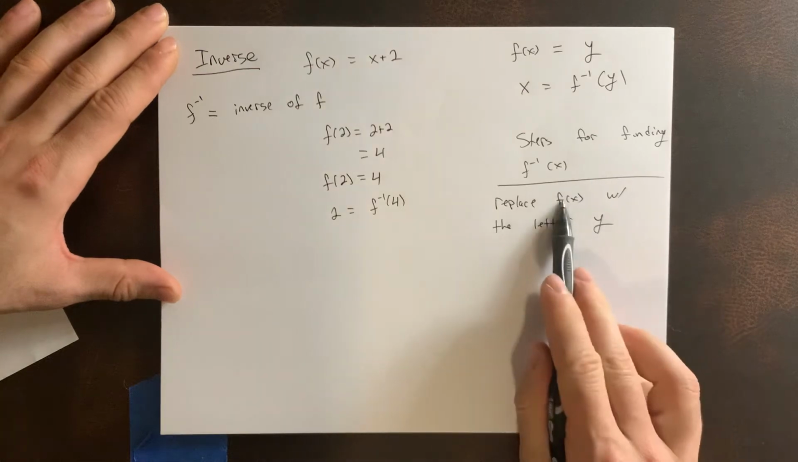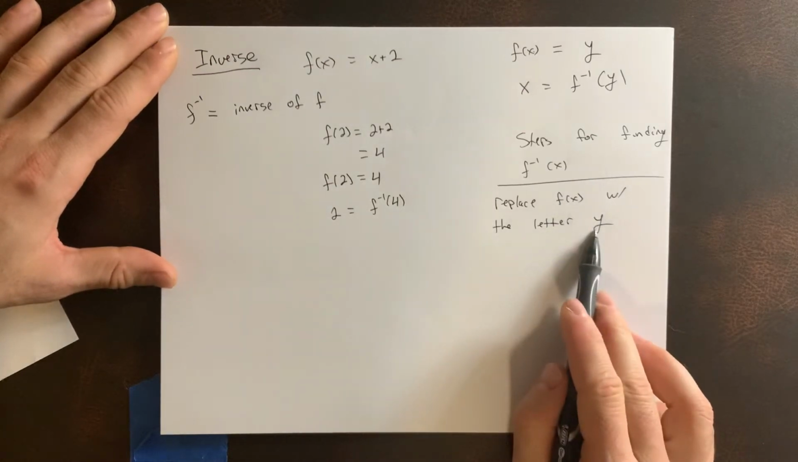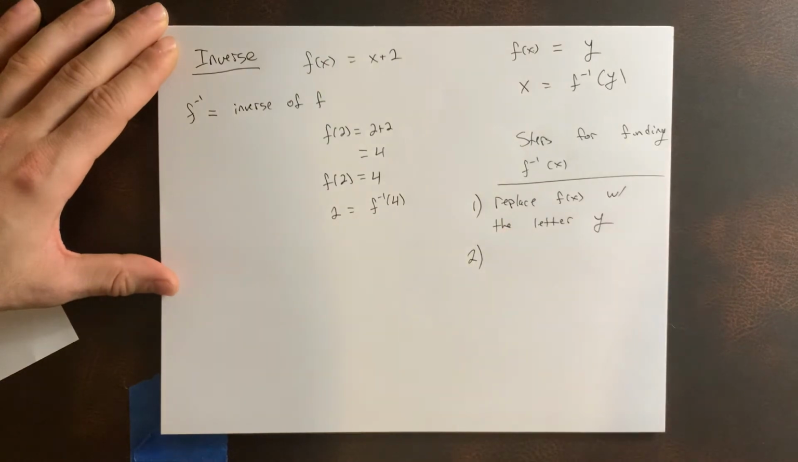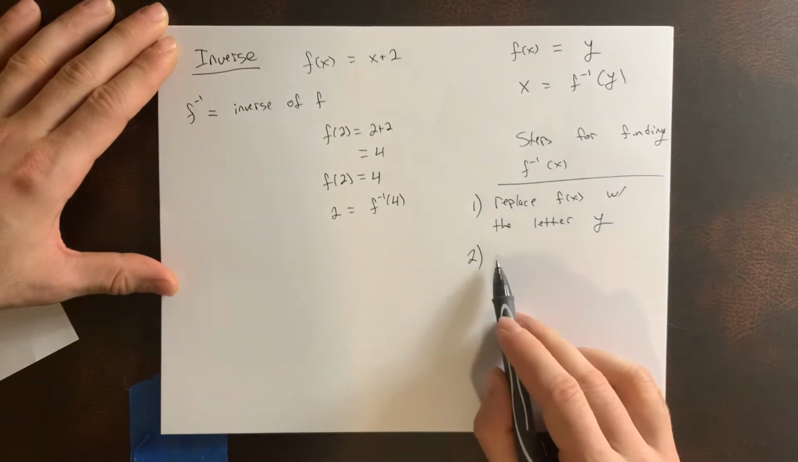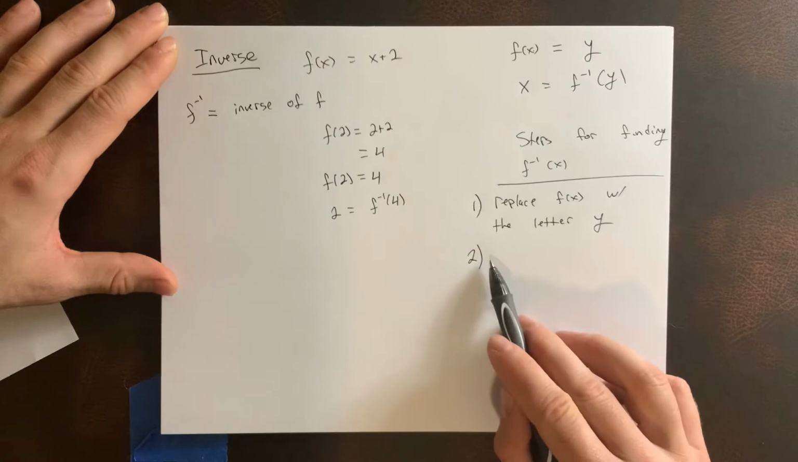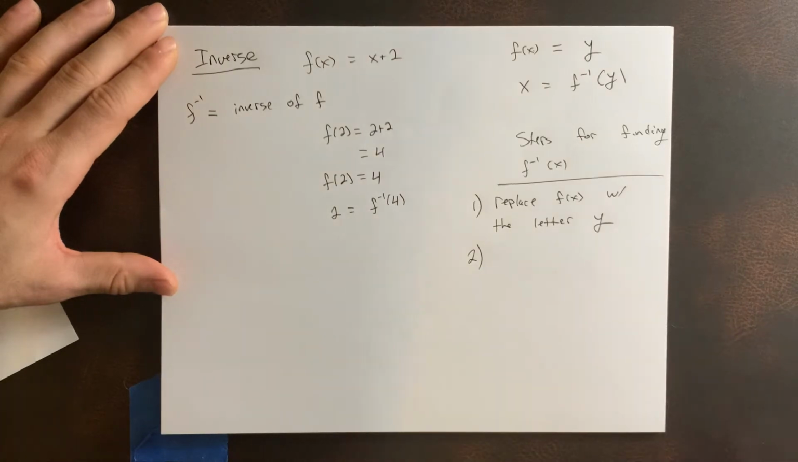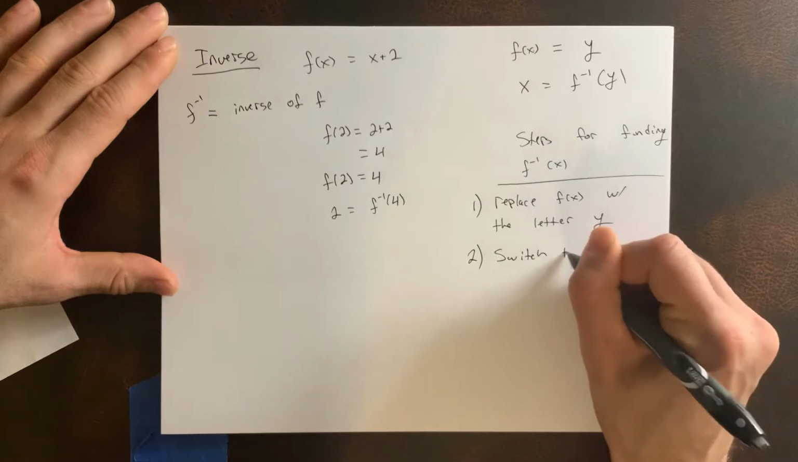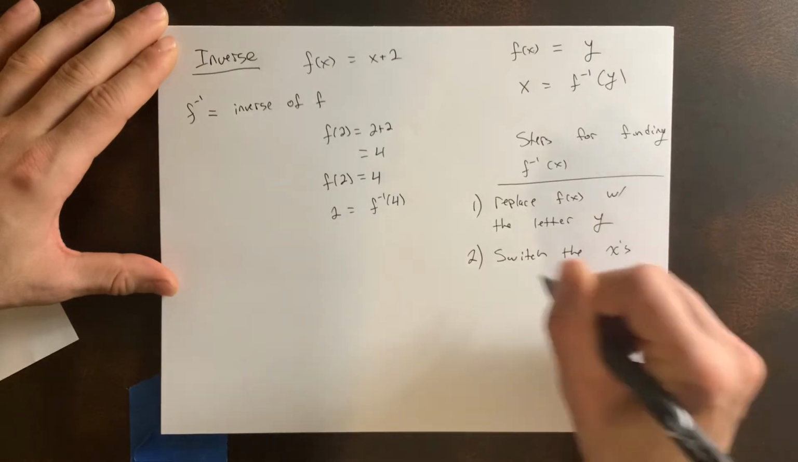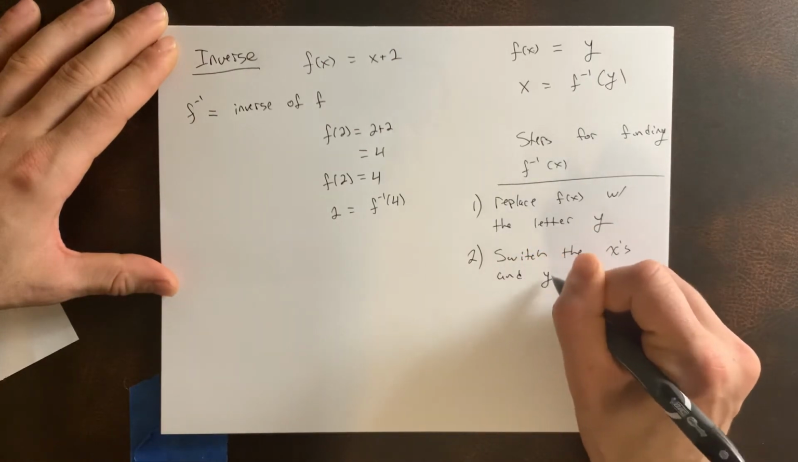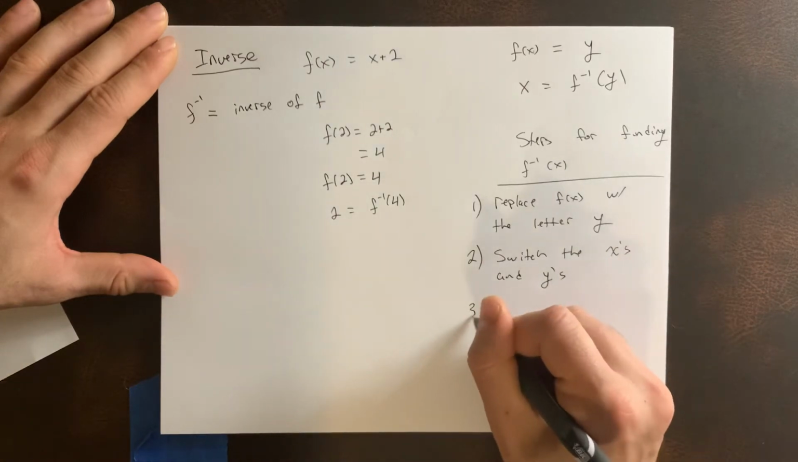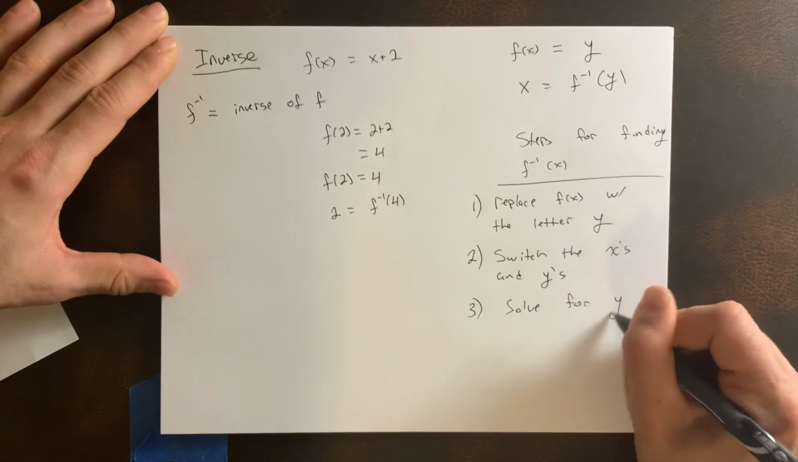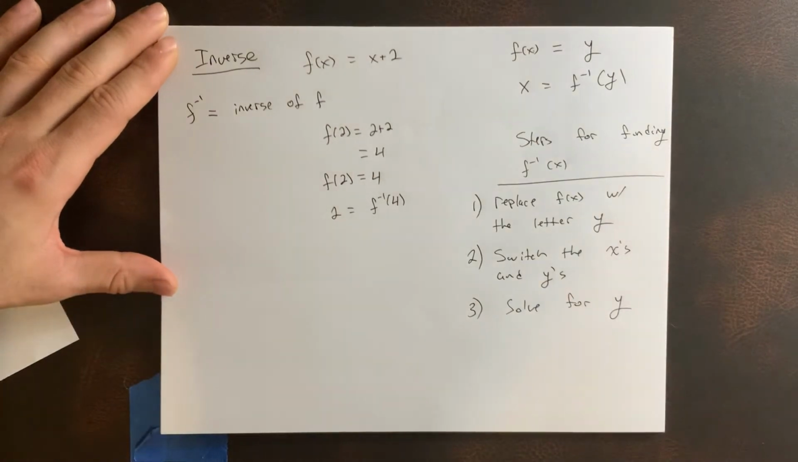Just meaning if we see an f of x, instead of writing f of x, let's just write a y. So this is going to be the first step. The second step is if we see a y, replace it with an x, and if we see an x, replace it with a y. So just switch the x's and y's. And then the third step is going to be solve for y. And then this y we solve for, that's going to be the inverse.